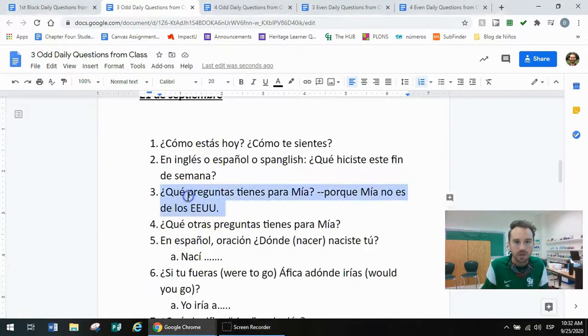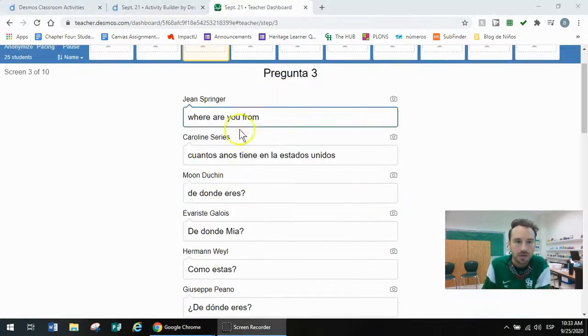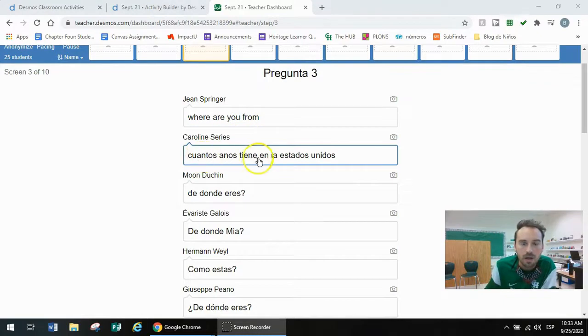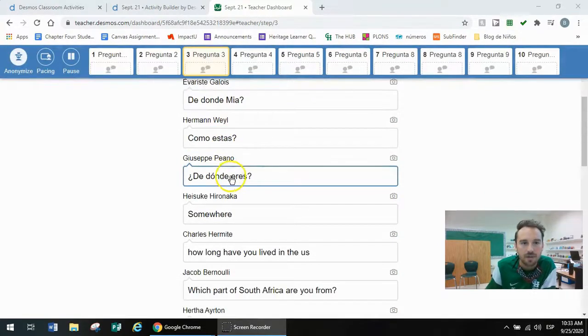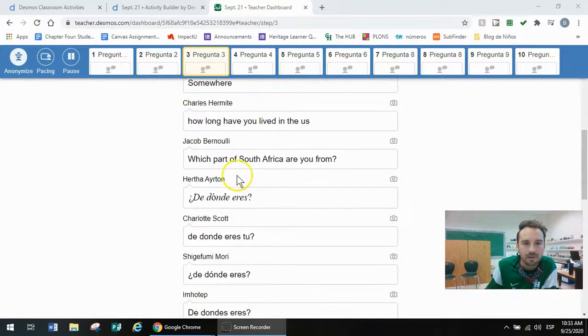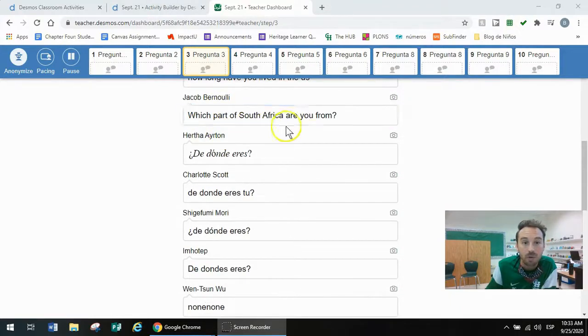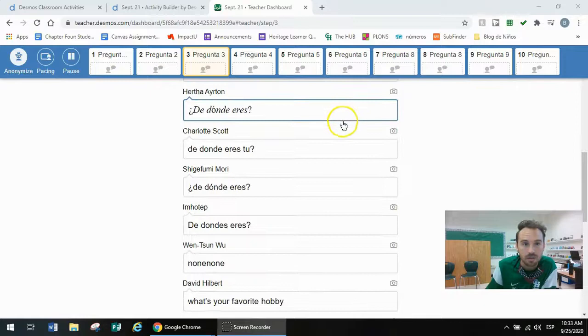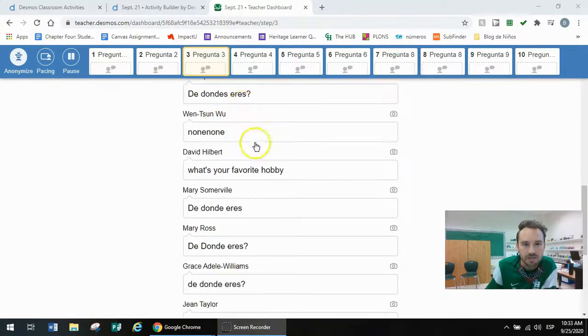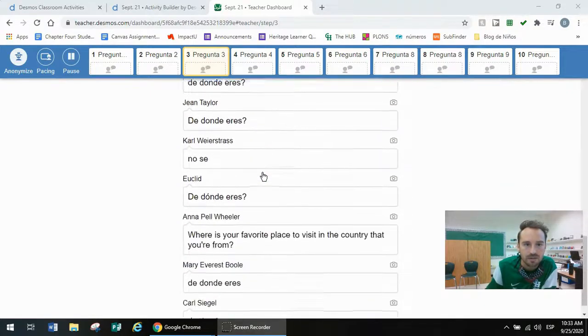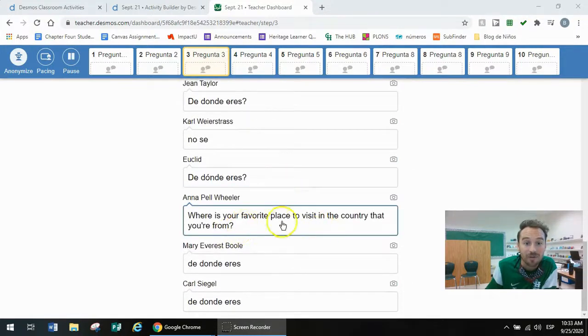Let's see what questions the class had for Mia from the 21st. Here we are. So where are you from? How old were you? Oh, for how long have you been in the United States? Okay, which part of South Africa are you from? Lots of the same questions. What's your favorite place to visit in that country that you're from? I guess maybe they did know that she was from South Africa.